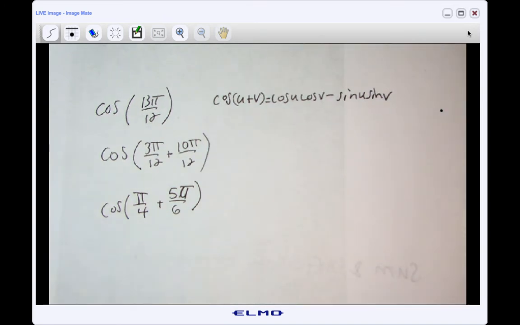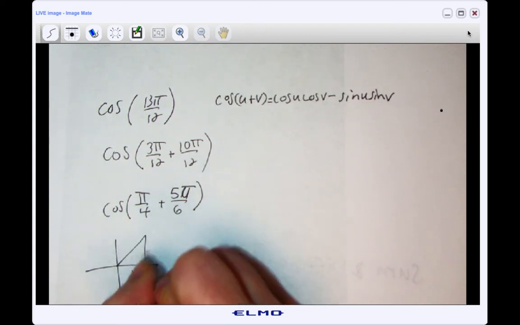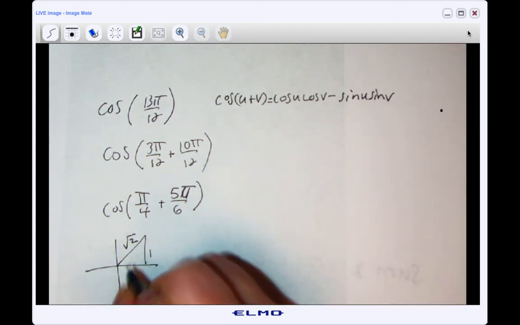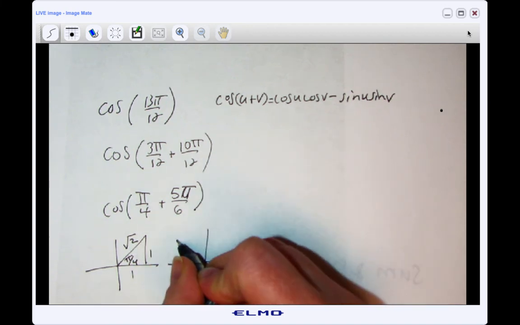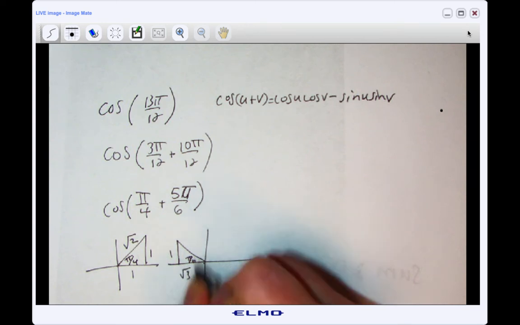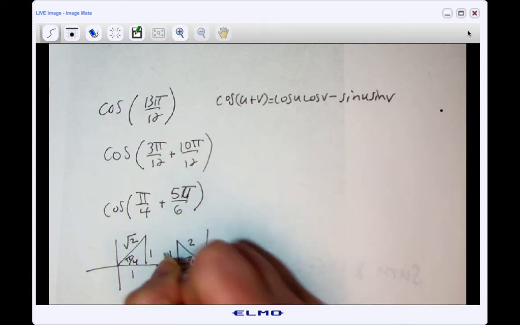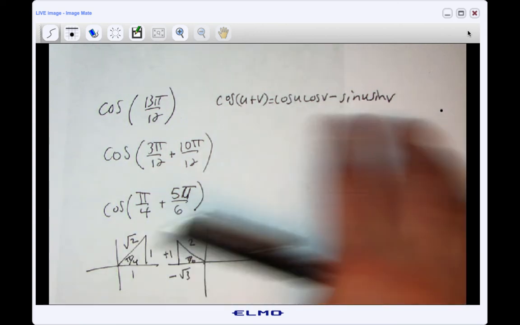All right. So again, let's look at our pi over 4. That's just in quadrant 1, easy. 1, 1, root 2. So that's my pi over 4. And now let's draw our 5 pi over 6, which is going to be over here. So this is going to be pi over 6. So this will be a 1, root 3, and a 2. This will be negative, but this will be positive. So now I have all the information I need to do this one.